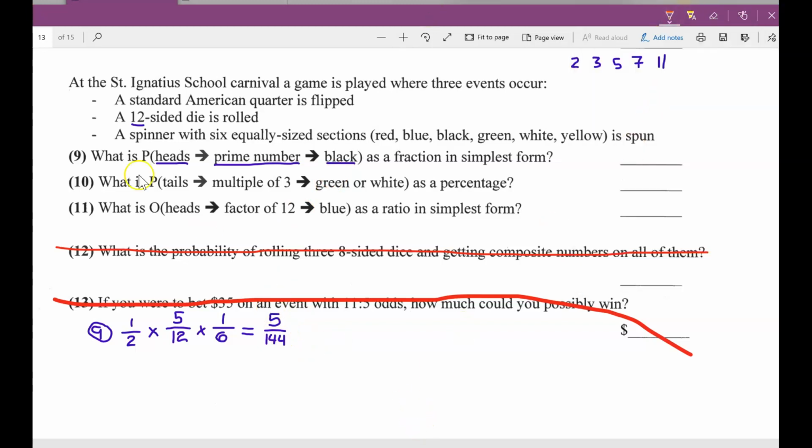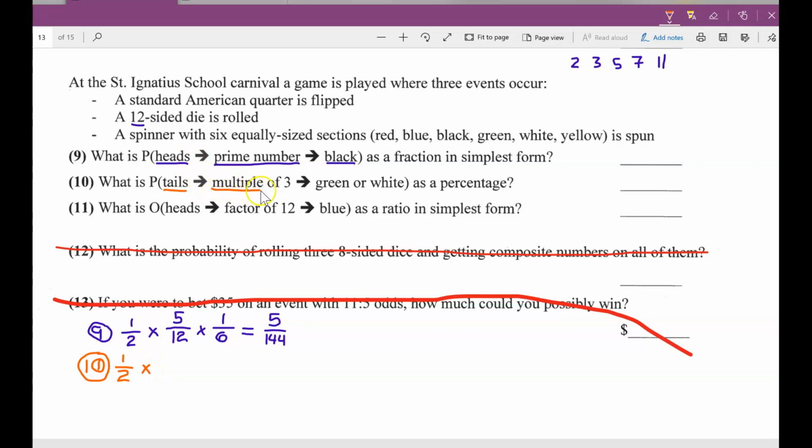Okay, let's look at number 10. Very similar setup, using the same materials, and we're going to pretend this is a completely new running of the game, so nothing about number 9 is going to change what happens in number 10. So in number 10, we want to get tails. What's the probability of getting tails? We know that anything on a coin is going to be 1/2.